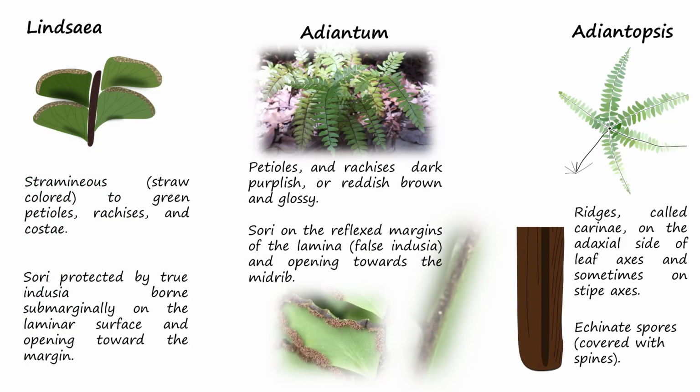Similar to Adiantum are Lindsaea and Adiantopsis. Lindsaea have sori protected by true indusia borne submarginally on the laminar surface and opening towards the margin, unlike Adiantum, which has sori on the reflex margins of the lamina opening towards the midrib. While Adiantopsis can be differentiated from Adiantum by traits such as the paired ridges called carinae on the adaxial side of leaf axis and sometimes on stipe axis.